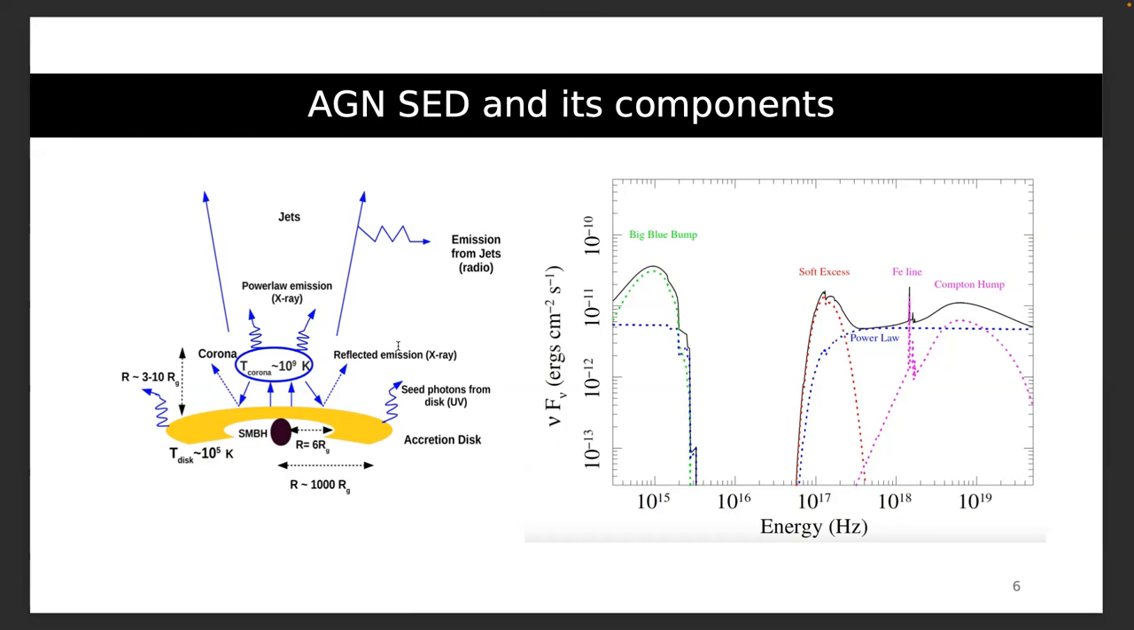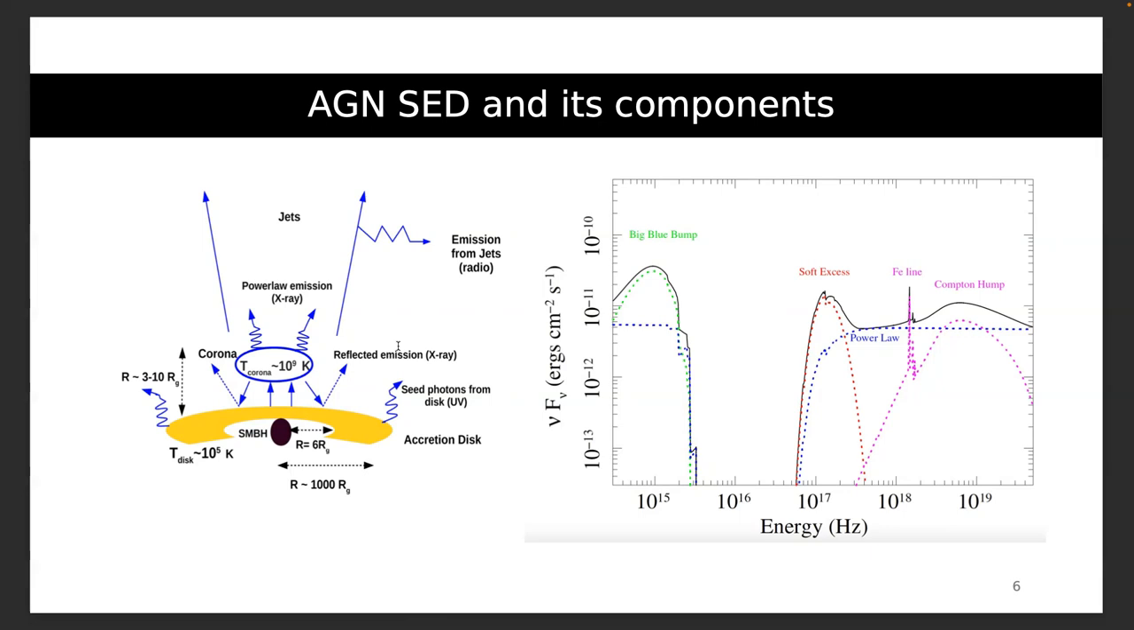Now this accretion disk emits in UV. It mostly emits in UV, up to maybe 100 RG or 1000 RG. Then there is a corona, as I already mentioned, which emits in X-rays. Now this X-ray emission from the corona, which is called the primary power-law continuum, sometimes enters the accretion disk.